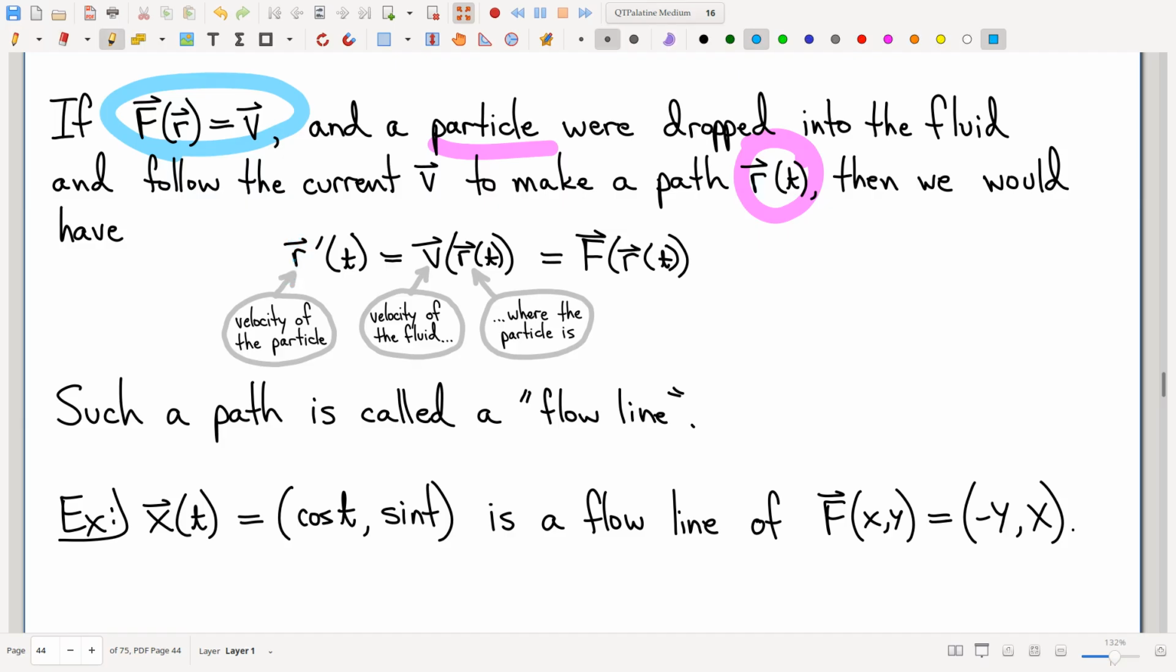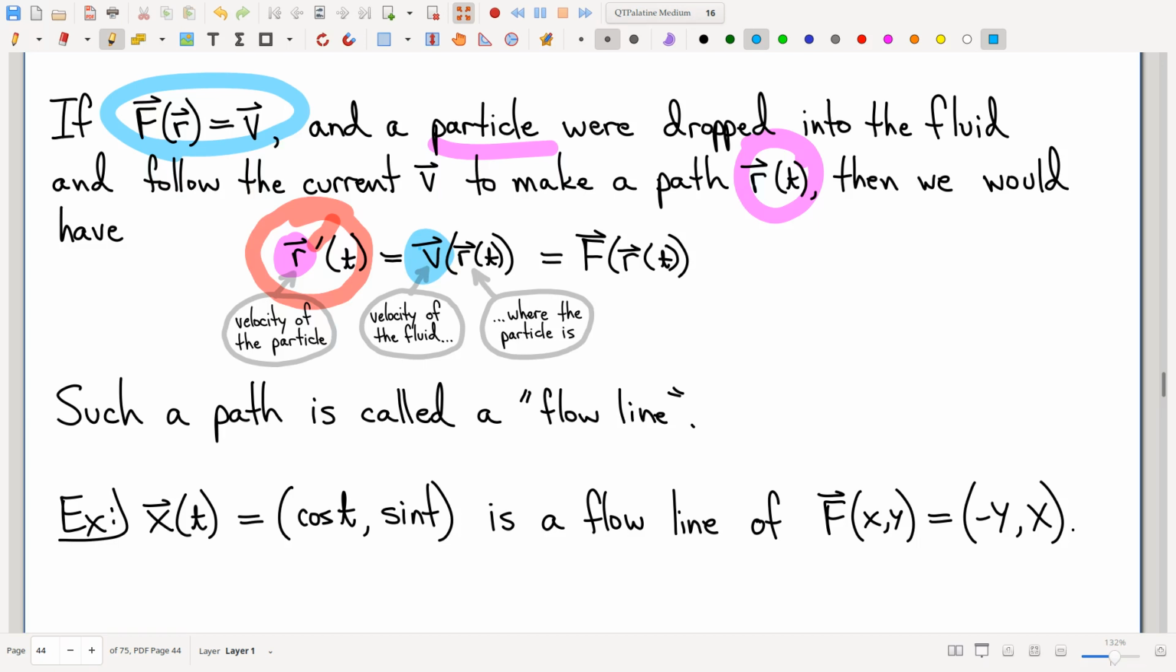Our leaf. If I want to ask what is the derivative of the leaf's position, and by the way, what is the derivative of the leaf's position? That's the velocity of the leaf. The velocity of the leaf is the velocity of the water. So let's pause on that for a moment. Well, yeah, of course it is. That's what leaves do. Leaves do exactly what the water tells them to do. Whatever velocity the water has, that's what the leaf is going to do.